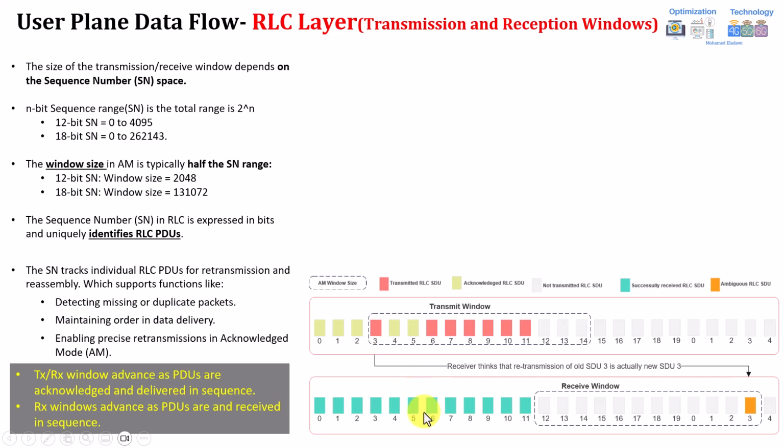And on the other side, the receive window from the receiver's point of view, he will advance his window once he successfully receives the RLC PDU. He received it, sent the feedback, and doesn't care; he will just directly advance. So assume now he received from 0 to 11 and even acknowledged 3, but somehow the feedback was not received by the transmitter. In this case, he will advance his window from here to here.